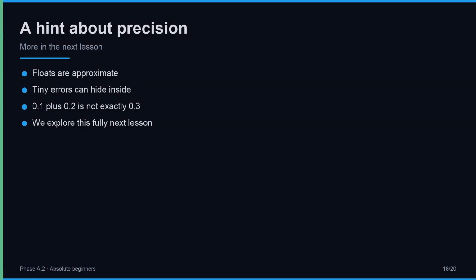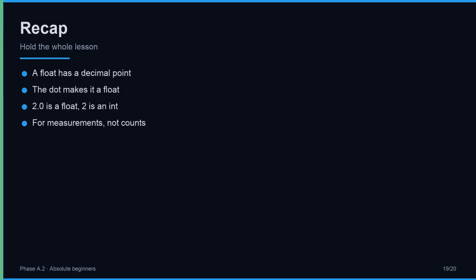One honest warning, which the next lesson unpacks fully. Floats are an approximation of real numbers, and they can carry a tiny invisible error. The famous example is that 0.1 plus 0.2 does not land exactly on 0.3. For everyday counting and display this rarely matters, but it is the single most important thing to know about floats before you do serious math with them. We will understand why, and how to handle it, very soon. More on this soon.